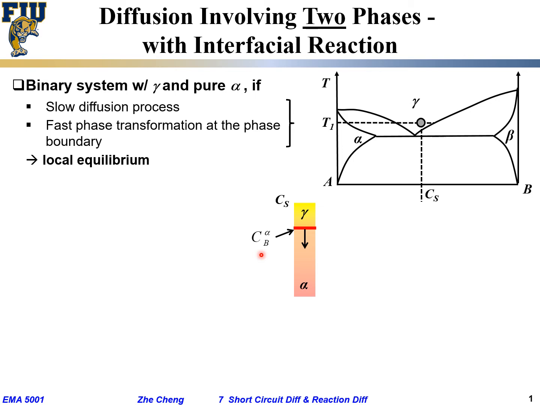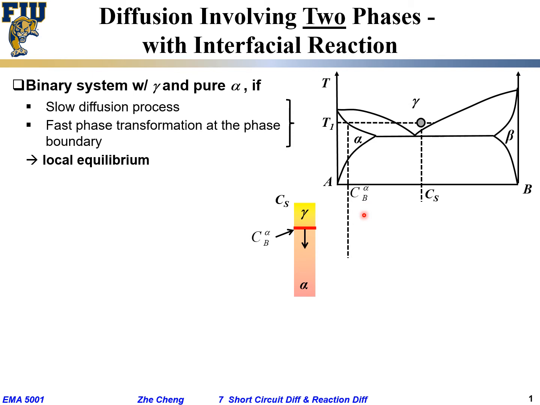In which phase? CB alpha means CB, right? Is the composition of B in which phase? Alpha phase. It's going to be determined by local equilibrium. Where is CB alpha? The isothermal temperature line intercepts with the phase boundary. Which phase boundary? Alpha phase boundary. That will give us the so-called CB alpha. Make sense?